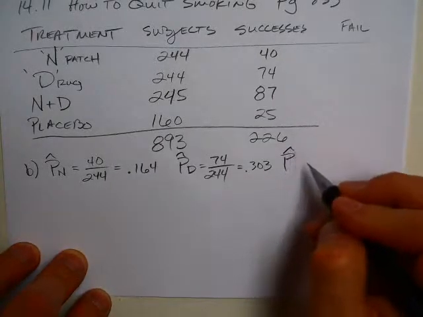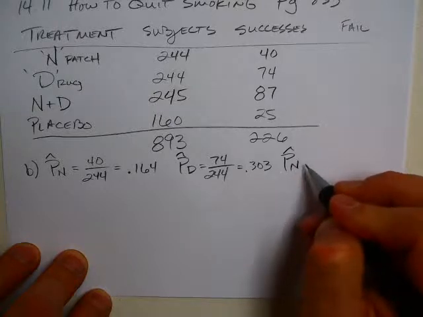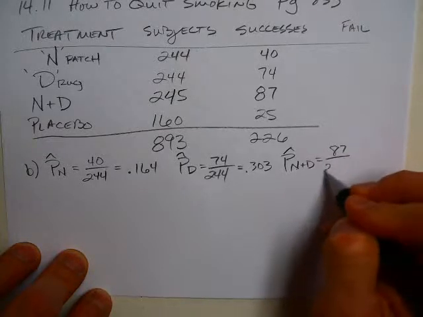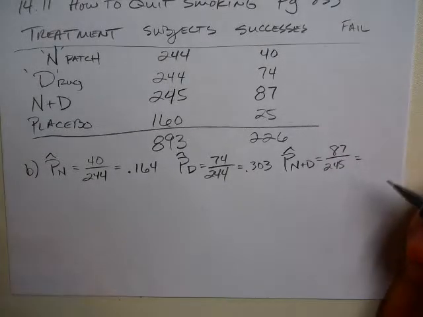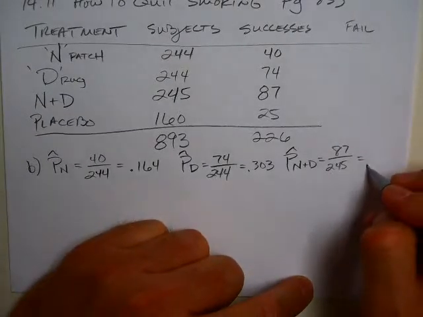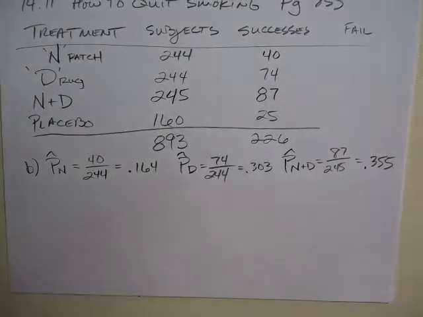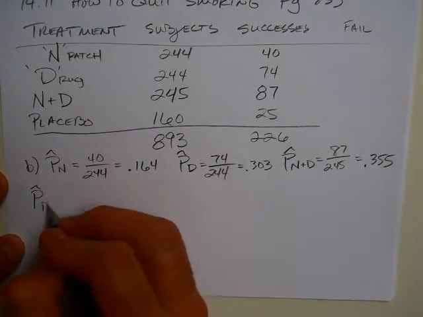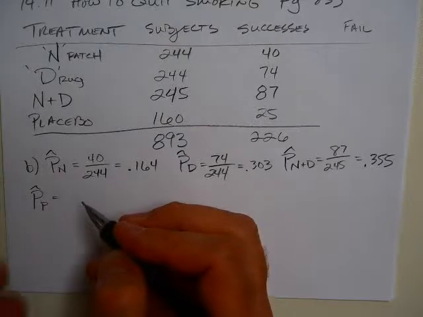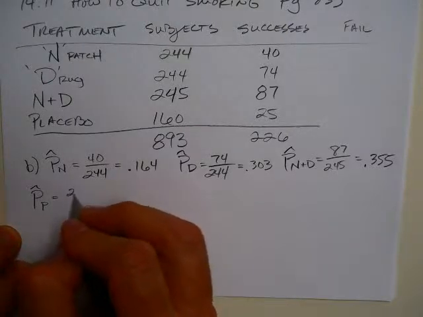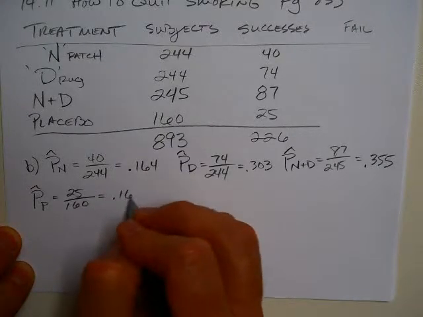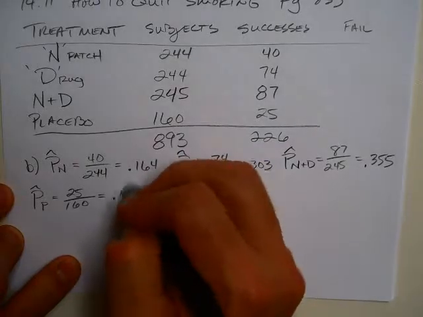And the proportion of people who took the patch and the drug was 87 over 245, which is almost 36%, about 0.355. And lastly, the placebo group. Poor saps. Here's a drug for you. Try to quit smoking. 25 out of 160 is about 16%, 0.156.